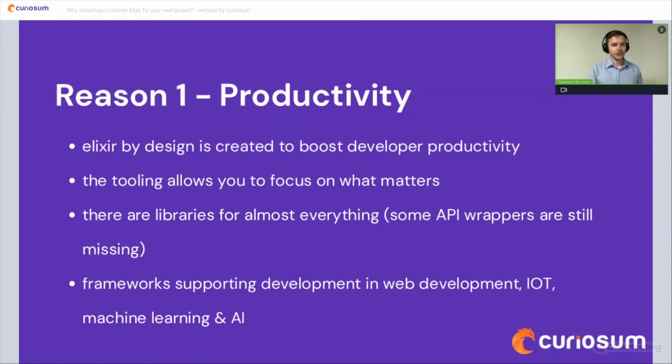There are a lot of libraries. As I said, it's a 10-year-old language, so it's not super new, but it's still not super old. But there are actually libraries for almost everything, except for some API wrappers for some of the services. But I think that this particular thing is not something that you should worry about, because creating an API wrapper is a very fast process. It's more that the API should be written and documented in a good way.